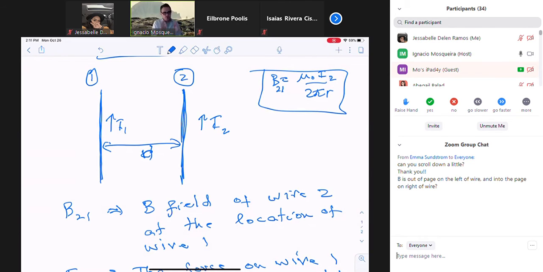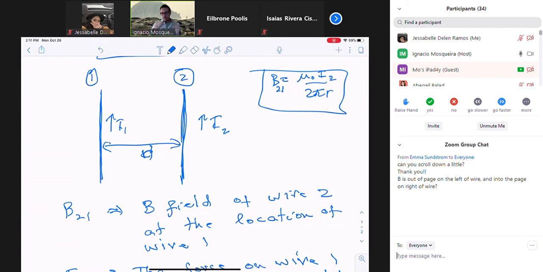But let's just stick to one of the two. So we say we take wire 2. This is wire 2. And where is wire 1? Well, wire 1 is over here. That's my finger, wire 1. The pencil is wire 2. So what Emma said in the end is what it is.